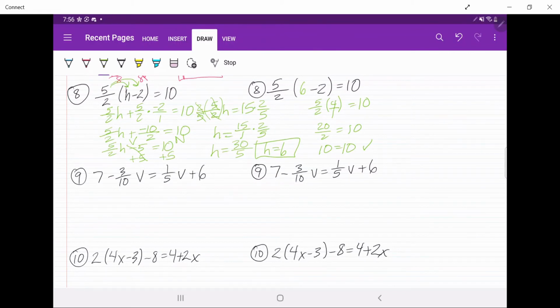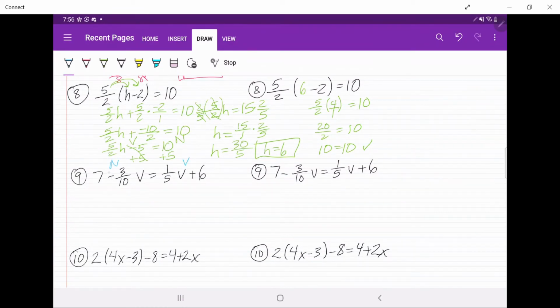Number 9, we have another fraction problem, but this time it does not involve the distributive property. 7 minus 3/10v equals 1/5v plus 6. So for this problem, we'll need to have variables on one side and numbers on the other. Let's have our numbers on the left and our variables on the right.